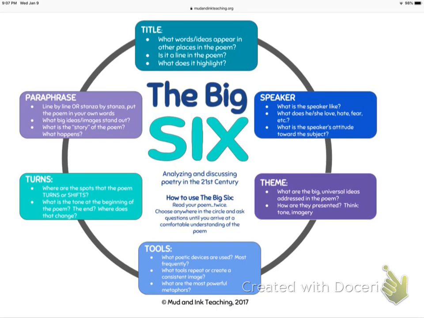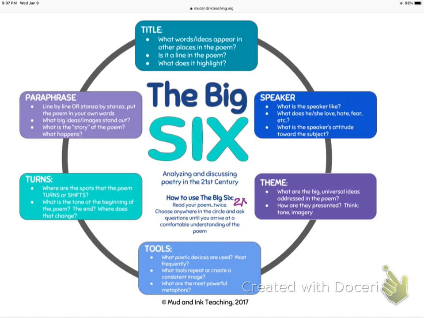And if you look at the directions here, it says how to use the Big Six. You want to read your poem twice. Okay, that should ring a bell. Think about when we do close reading, we want to read our article two, preferably three times. Choose anywhere in the circle and ask questions until you arrive at a comfortable understanding of the poem. Okay, so you can start anywhere after you read it twice.